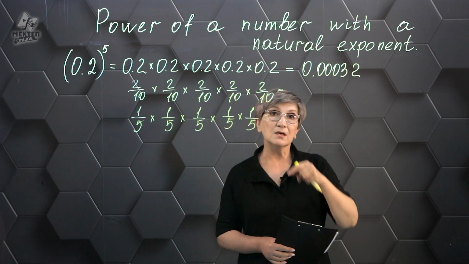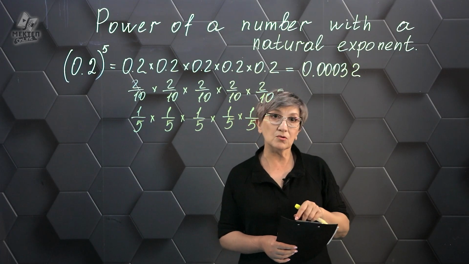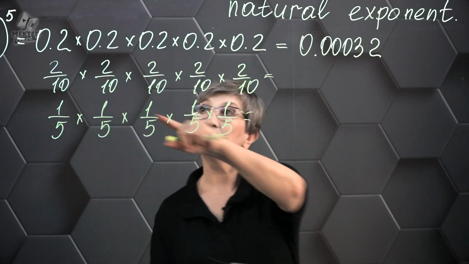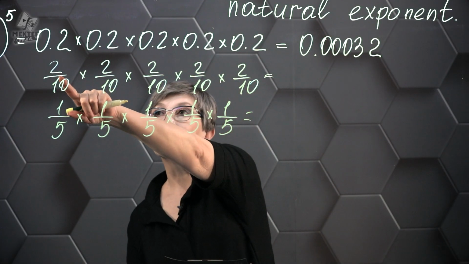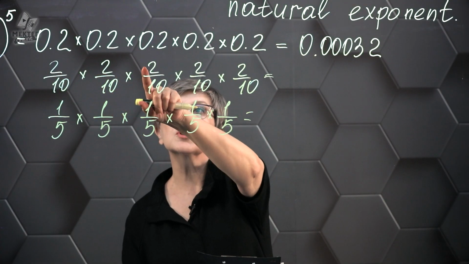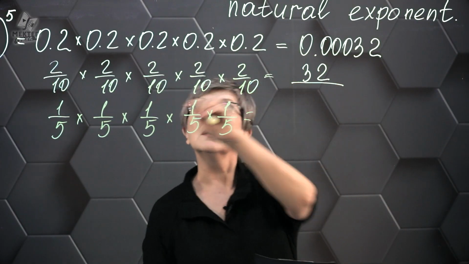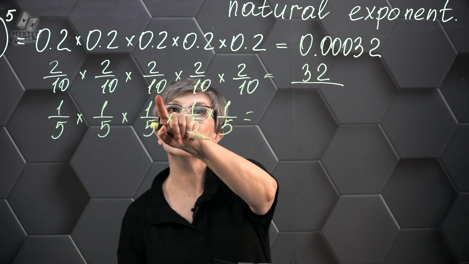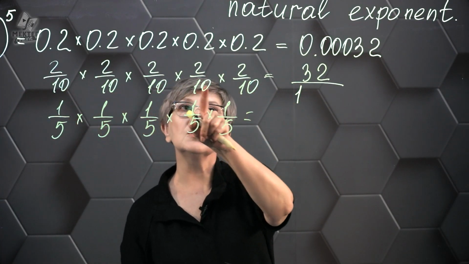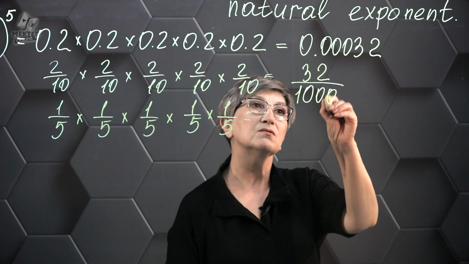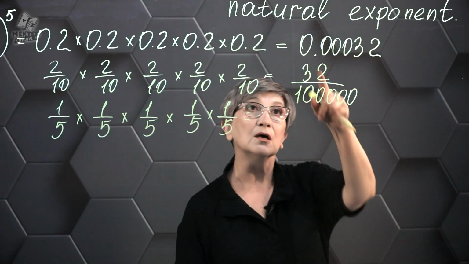Although you can perform this action by writing the decimals as an ordinary fraction, and as a result you will get the same answer. Let's multiply 2 tenths by 2 tenths, multiply by 2 tenths, and so on. 2 times 2, 4, multiply by 2, 8, multiply by 2, 16, multiply by 2, 32. Multiply 10 by 10 by 10 by 10 by 10 and multiply again by 10. The result is 1, 2, 3, 4, 5. I write down 5 zeros. As you can see, the answer is 32 100,000ths.